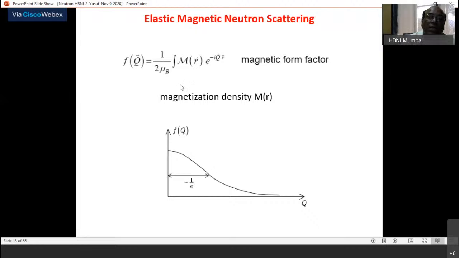So the probe will see an extended object as far as the magnetization density distribution is concerned in the atomic shells like 3D, 4F, and so on. That's why for magnetic neutron scattering, you do have form factor.